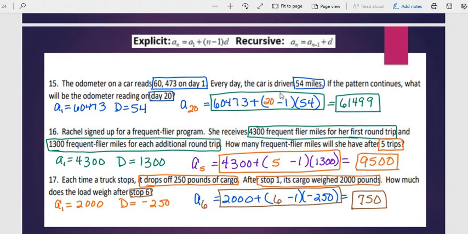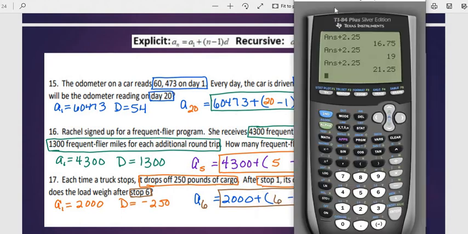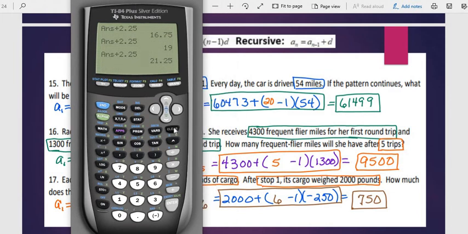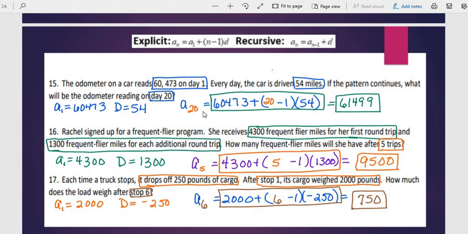Put all this at one time in the graphing calculator and you come up with 61,499. So I'm going to substitute this in just like we did before with the other problems. I'm going to put in 60,473 plus parentheses 20, and we're looking for the 20th day, minus 1, parentheses, and we're averaging 54 miles a day. So when I put this in, you see that if this pattern continues, we'll have 61,499 miles on the odometer.